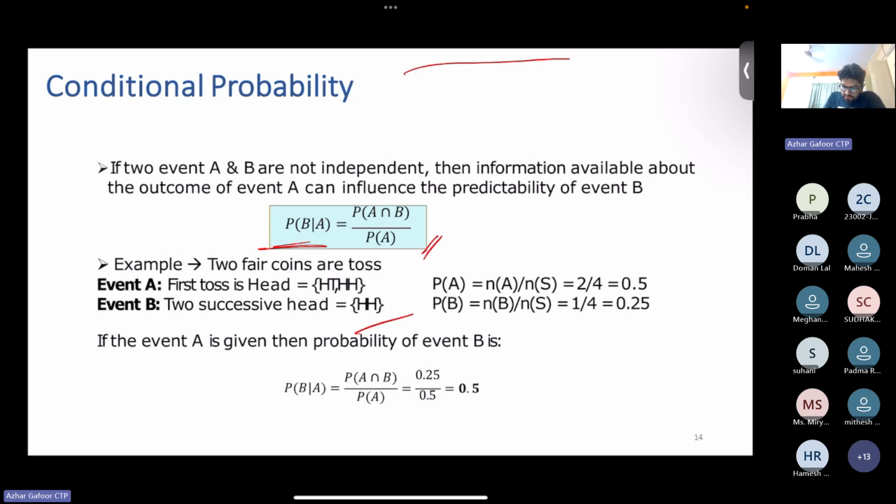Okay, so we'll again draw the Venn diagram, so it will be easy. We are tossing two coins. Event A is that the first toss is head.